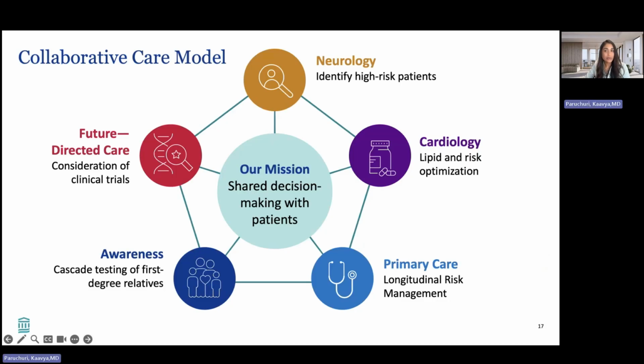Managing LPA-mediated risk really requires a team-based approach. Neurology plays a central role by identifying these high-risk stroke patients, particularly those with early onset, cryptogenic, or recurrent events. Cardiology can then be looped in to help with lipid and global vascular risk optimization, while primary care supports longitudinal risk management over time. Importantly, this model also extends beyond the individual patient through cascade testing of first-degree relatives and forward into the future, as patients with markedly elevated LPA may be appropriate candidates for clinical trials targeting LPA directly. The goal here is informed, shared decision-making with patients around their genetically mediated risk.